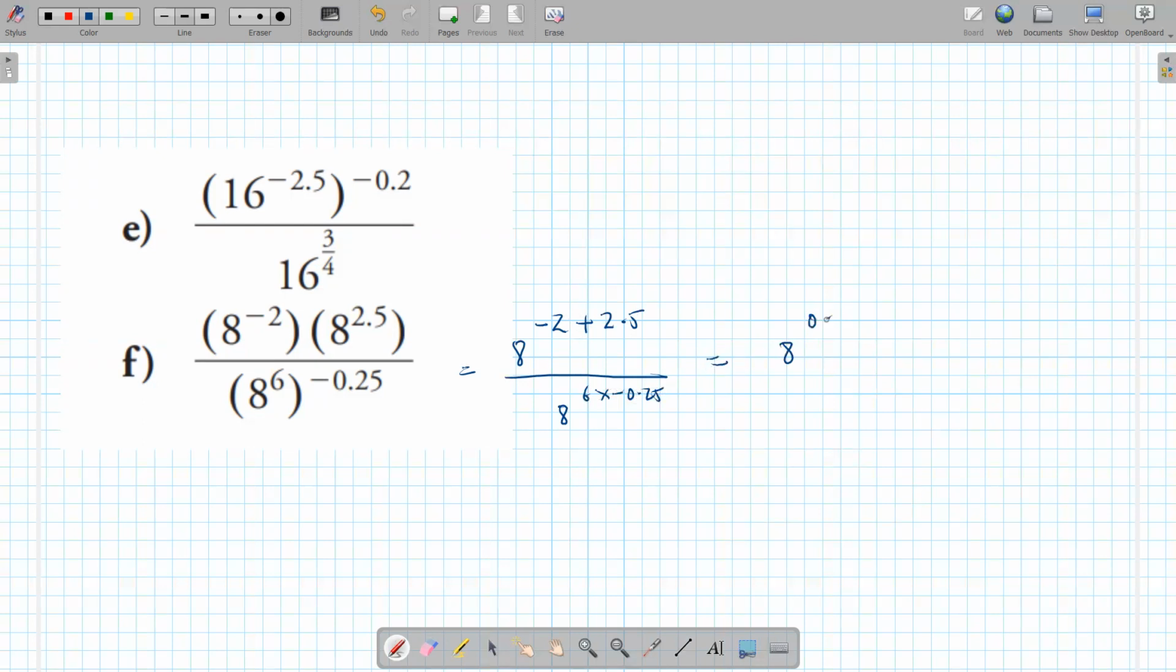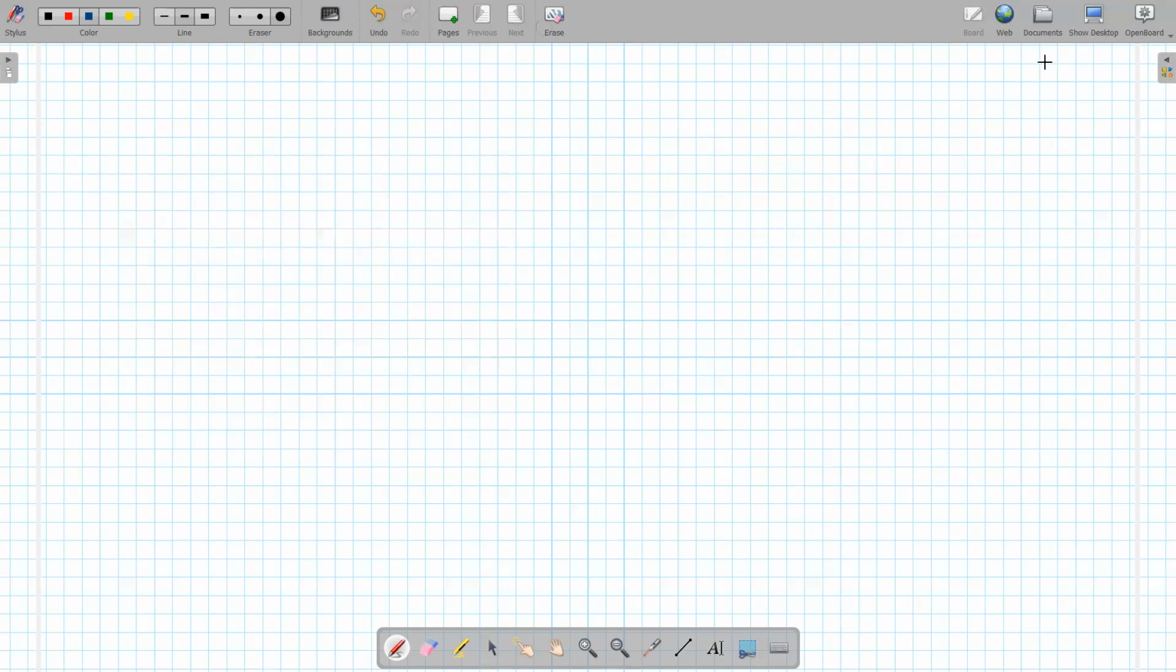This becomes 8 to the power 0.5. That becomes 8 to the power negative 1.5. And then what do we do? You subtract. What's 0.5 minus negative 1.5? 2. So the answer is 8 to the power 2, which is 64.